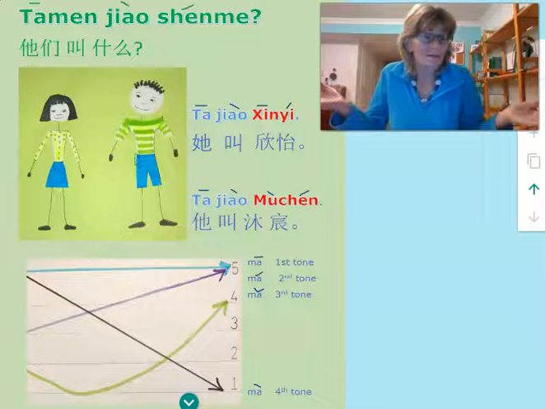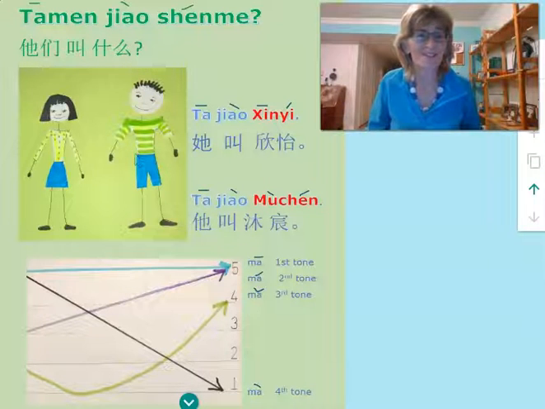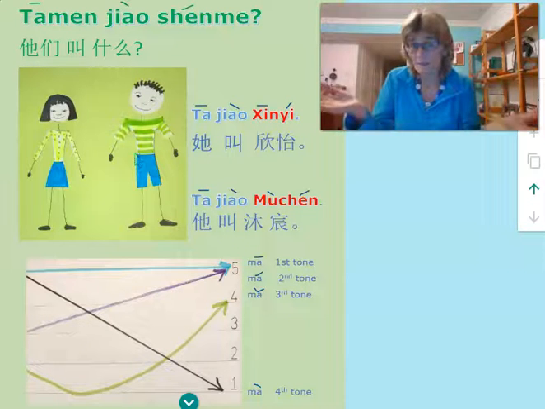你们叫什么? What are you called? 你们叫什么? 我叫Beth. 你们叫什么?